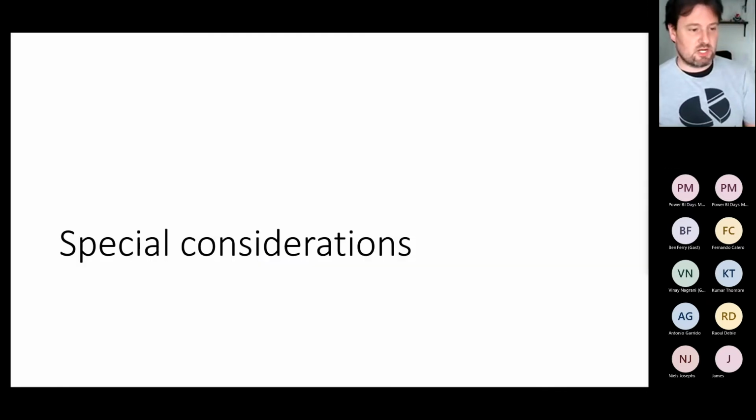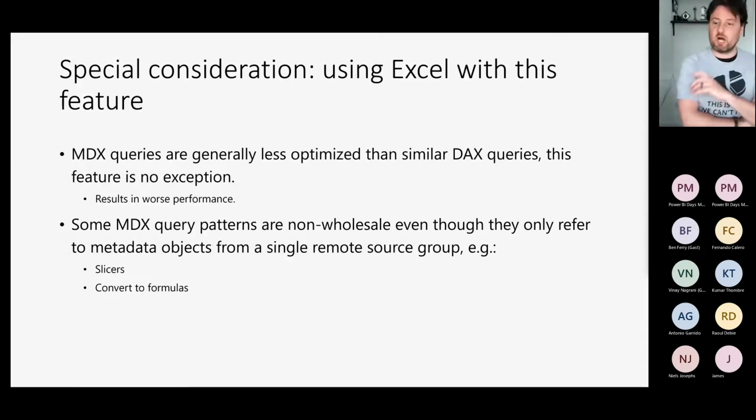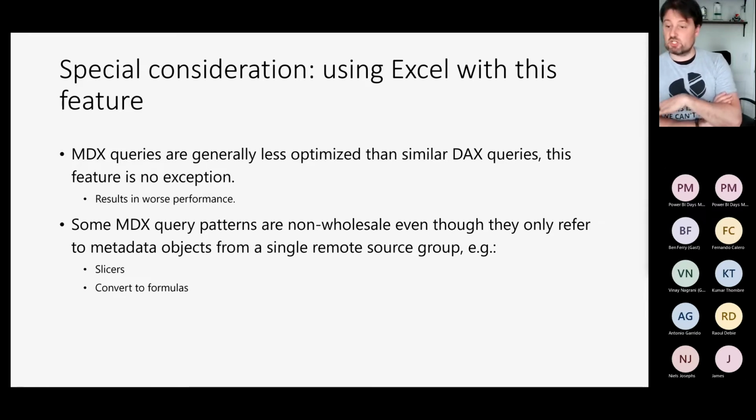So some special considerations, and then we can open it up for more chat. When you use Excel with this feature, keep in mind that Excel generates MDX, and as a result, MDX queries in general are less optimized than DAX queries. So this feature will perform a little bit worse in Excel when you compare it to Power BI, because Power BI will use DAX, while Excel generates MDX. It won't break, it's just worse performance when you compare the two, especially when you start working with slicers and convert to formulas in Excel, that's where the real trouble starts.